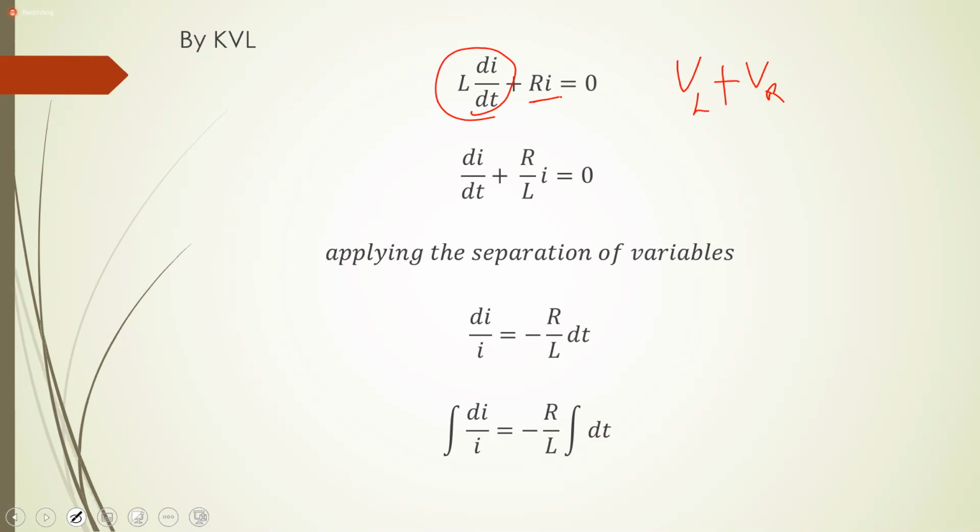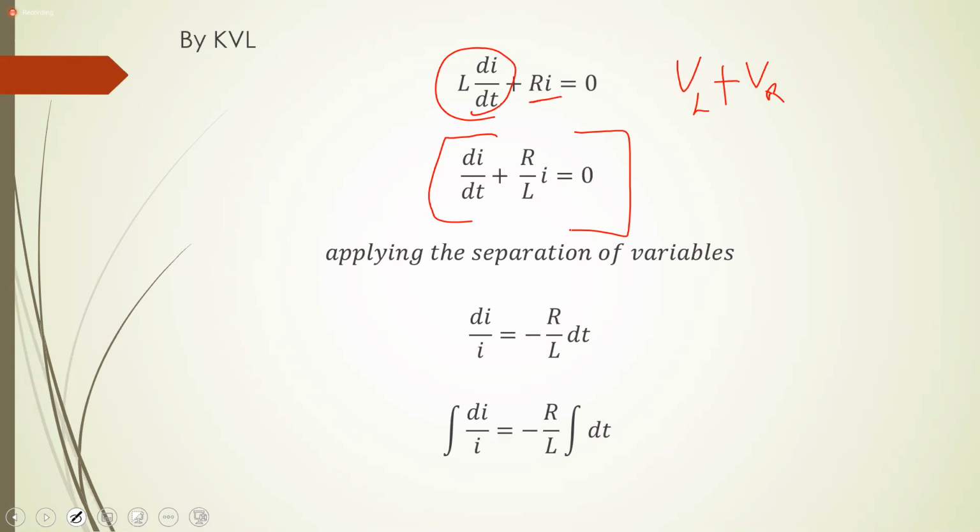If I divide throughout by L, I get di/dt plus R over L times i equals 0. Of course, this differential equation is homogeneous, as we know. Because it's homogeneous, it's saying that as t tends towards infinity, i is going to be equal to 0. In other words, our steady state value will be 0, so the current will ultimately go to 0.